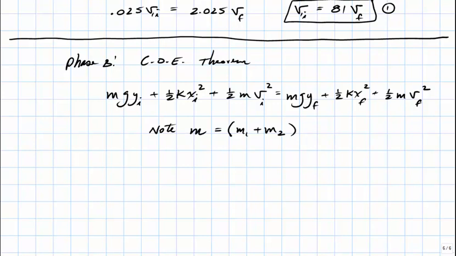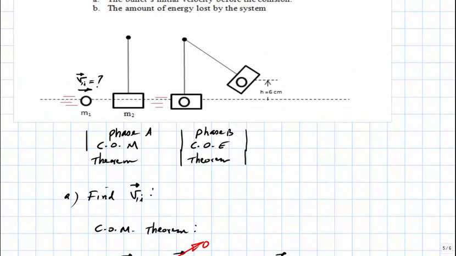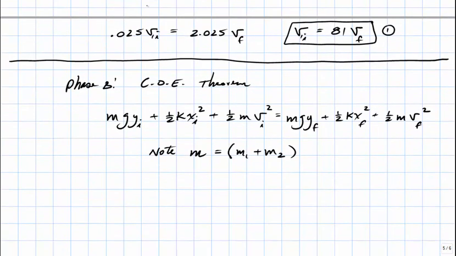Now, we need to determine which of these terms equals 0, and we'll do these one at a time. mgy initial. If we look at phase B, the system is at its lowest elevation at the beginning of the problem. And of course, this dotted line is the zero reference height. Since the system is located at the zero reference height initially, it has no initial height, and therefore the first term equals 0.